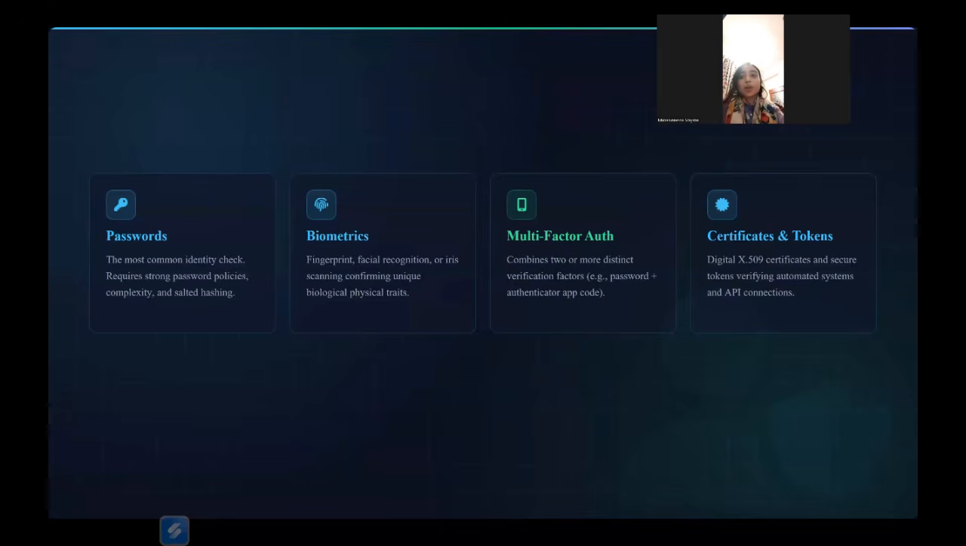Now I'm going to explain authentication methods. There are 4 authentication methods shown here. First, passwords. Passwords are the most common identity check. They require strong passwords, policies, complexity, and salted hashing. Second, biometrics. Biometrics means fingerprint, facial recognition, or iris scanning to confirm a unique biological physical trait. Third, multi-factor authentication or MFA. It combines 2 or more distinct verification factors, such as a password and an authentication code. Finally, certificates and tokens. Digital X.509 certificates and secret tokens are used for verifying automatic system and API connections.